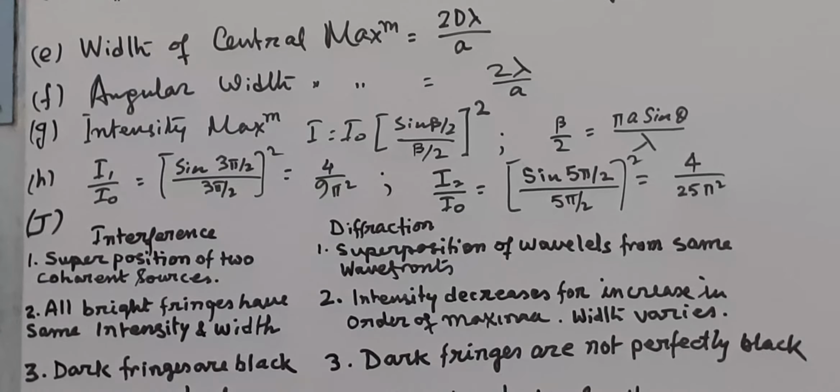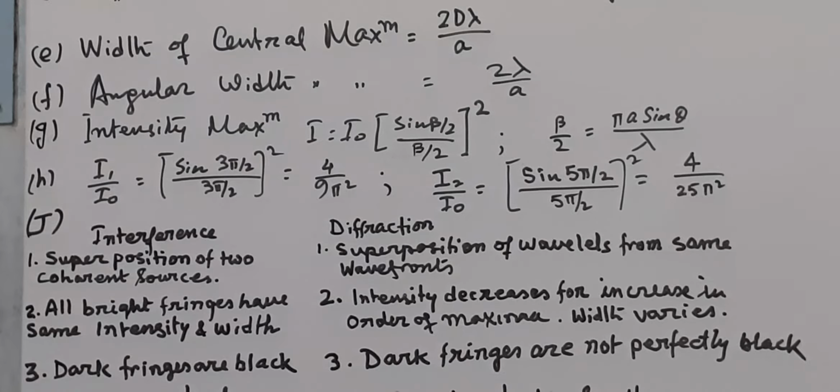Now come to the basic difference between interference and diffraction. Superposition of two coherent sources is required for interference. For diffraction, superposition of wavelets from the same wavefront. In interference, all bright fringes have the same intensity and width. For diffraction, intensity decreases with an increase in order of maxima, and the width also varies.